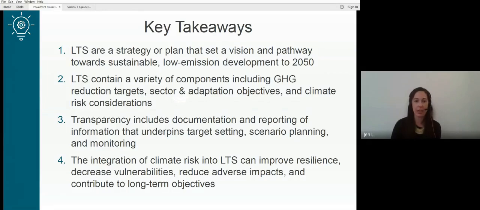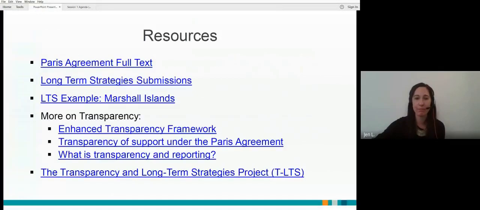Transparency, as we heard from Marion, includes documentation and reporting of information. And integrating climate risk, which we haven't gotten quite to yet, is going to improve the resilience of your LTS and help contribute to long-term objectives. I know that question came up, and it's something we're going to really dig into next week or next session.